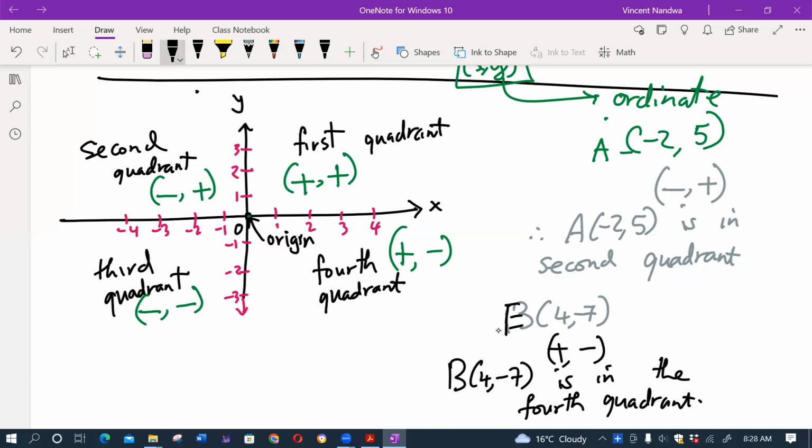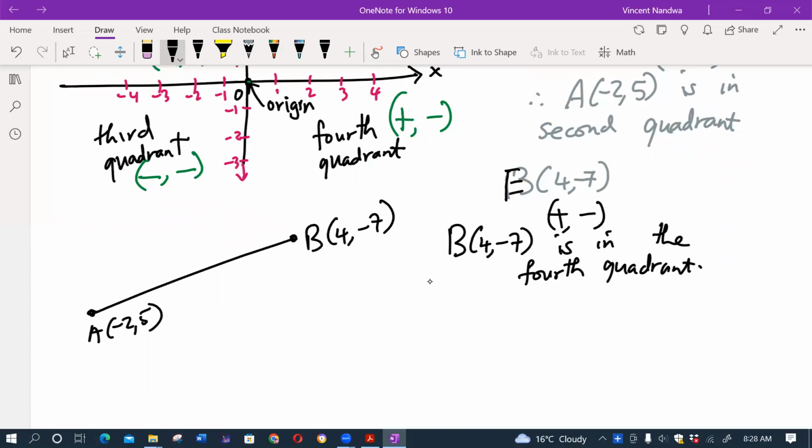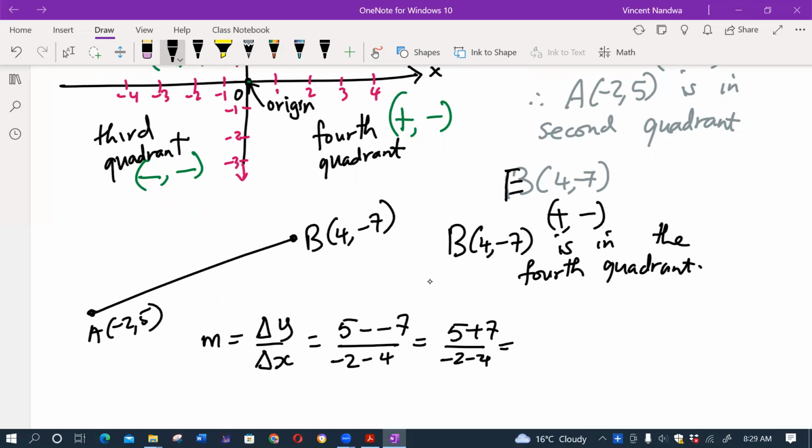That's what you have. Now the last part is to find the equation of the line joining point A and B. So if this is A (-2, 5), B (4, -7), first find m, which is change in y over change in x. So 5 minus -7 over -2 minus 4 should be 5 plus 7 over -2 minus 4, which is 12 over -6, we get -2.